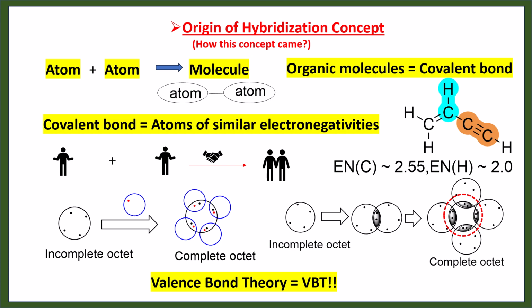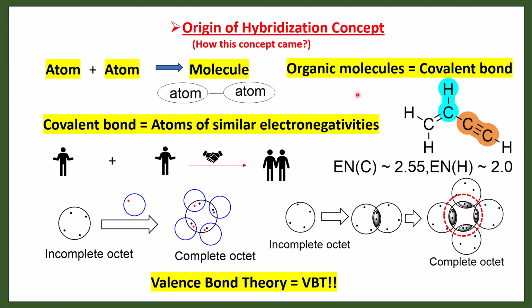Now, how did this concept come about? Let's see here: two atoms are connected or bound together to form a molecule. And you could see here that the atoms are bound by a bond. This can be a chemical bond, either ionic, covalent or metallic.